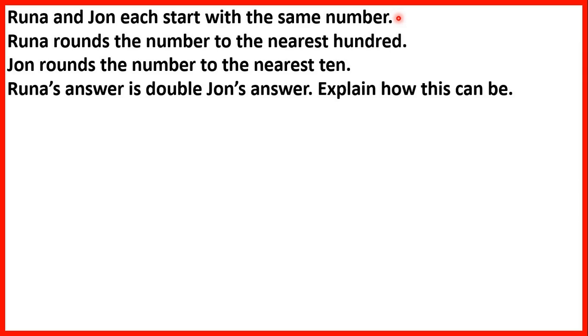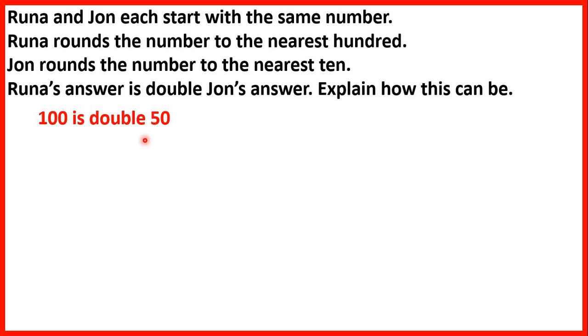Runa and John each start with the same number. Runa rounds the number to the nearest 100. John rounds the number to the nearest 10. Runa's answer is double John's answer. Explain how this can be.